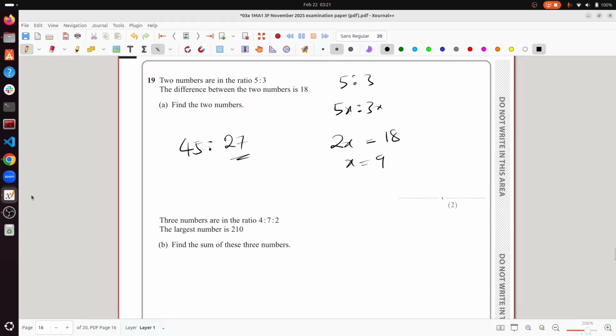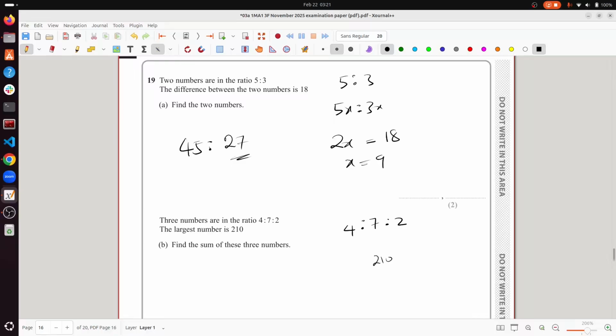3 numbers are in the ratio 4:7:2. The largest number is 210. So we have 4:7:2. The largest number is 210. So that means in my parts here, the largest one there has to be 210. Find the sum of these 3 numbers.